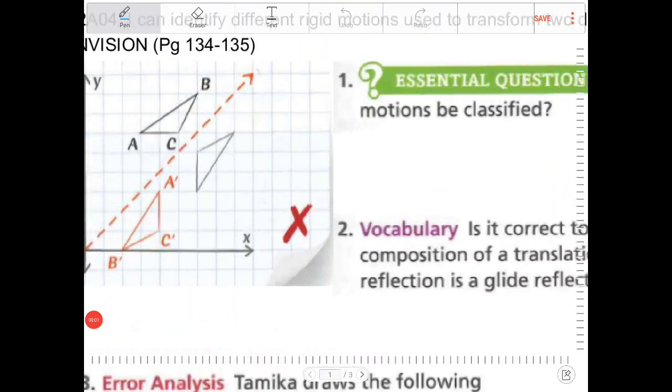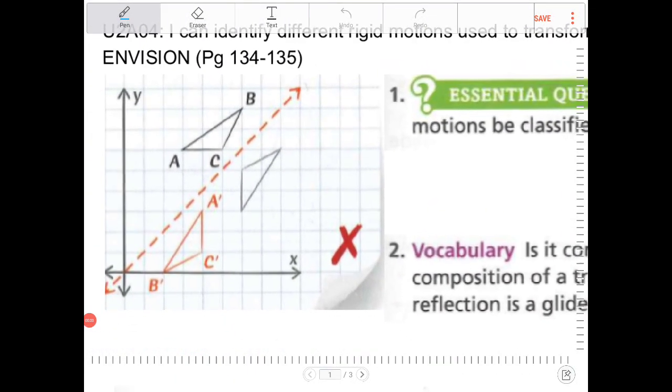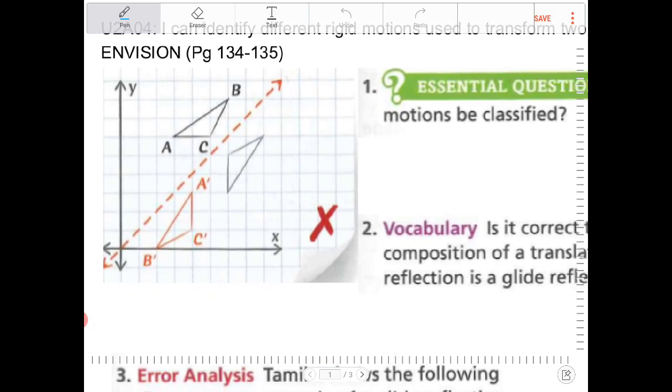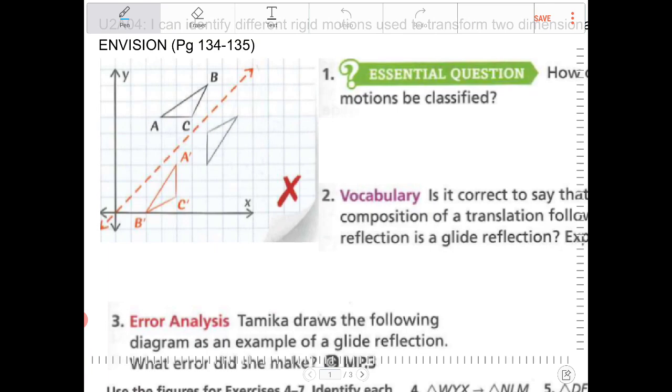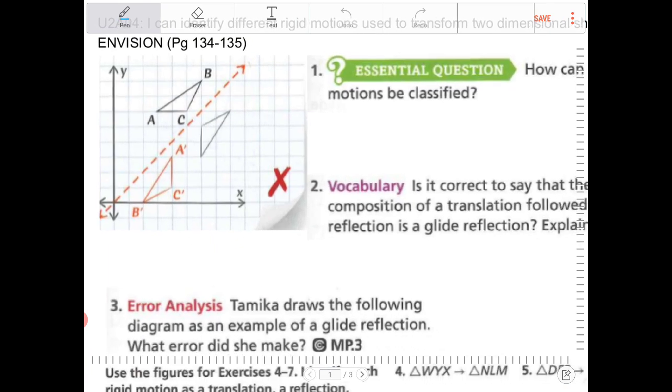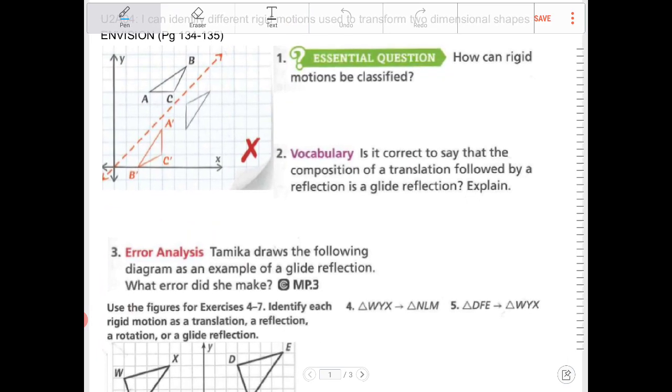Students, in this video I will go through assignment U2A04, which is directly out of the Envision textbook from page 134 to 135. In this assignment we will go through analyzing different kinds of rigid motions. Okay, so for question number 1 it says, how can rigid motions be classified?